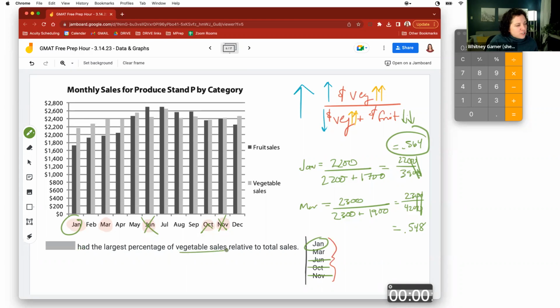Notice that these will say January. So January had the largest percentage of vegetable sales relative to total sales, because vegetable sales would be in that month, so the total sales would also need to be in that month. Yeah, exactly. Okay, nicely done.